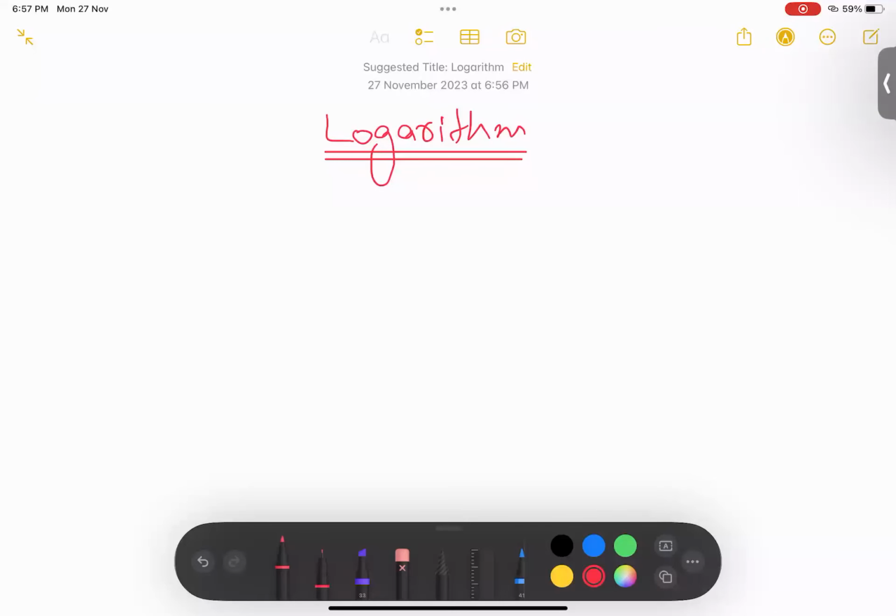Bismillah Rahman Rahim. The topic is logarithm of A2 level. And what are a few properties I'm going to discuss? Property number one, we have two kinds of logarithm in our syllabus of A2 level.